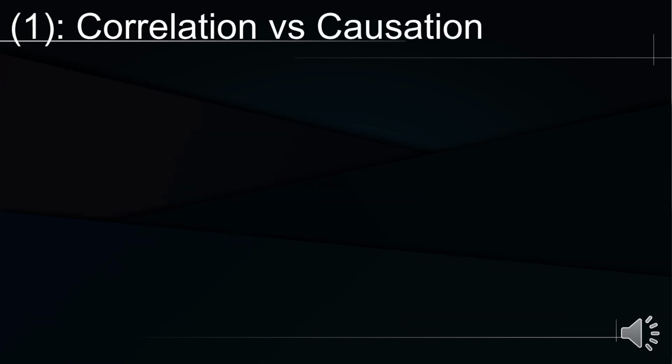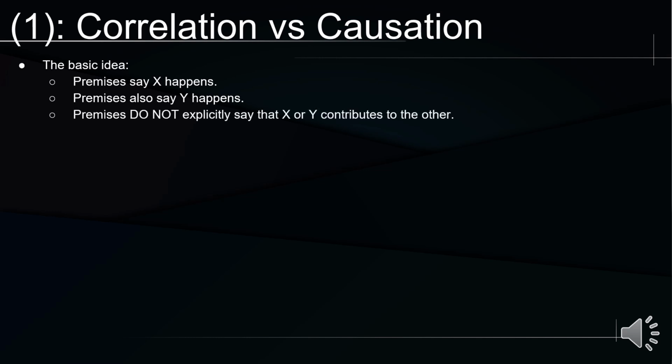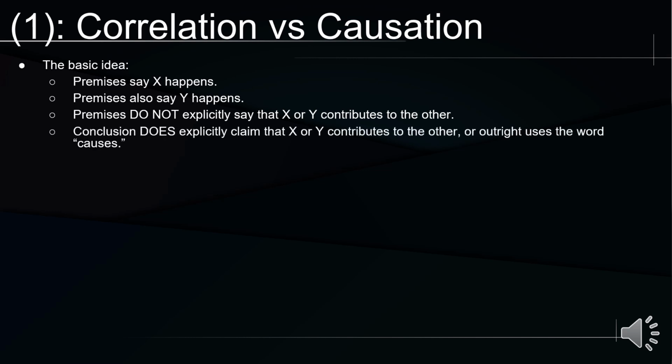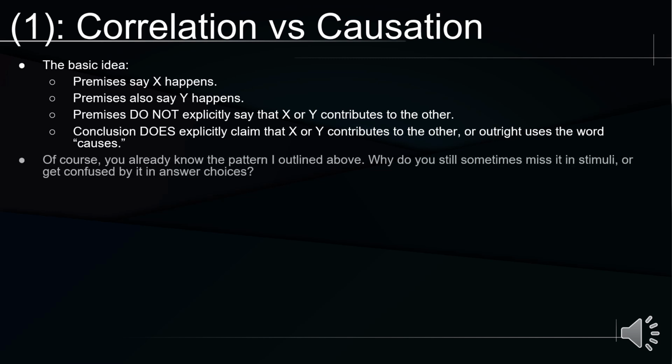All right, so let's start right up with the first one on the list, correlation versus causation. The basic idea behind this one is that the premises say that X happens. The premises also say that Y happens. The premises do not explicitly at any point tell us that X or Y contributes to the other one. The conclusion does explicitly claim that X or Y contributes to the other, or outright uses the word causes, even if they don't hedge their bets with contribute. So the thing is, you guys already know the pattern that I just outlined above. Why is it that you sometimes miss seeing correlation versus causation stimuli, or you get confused by it when you see it in an answer choice?